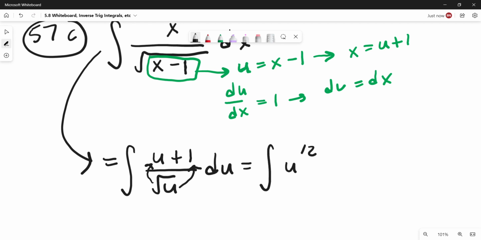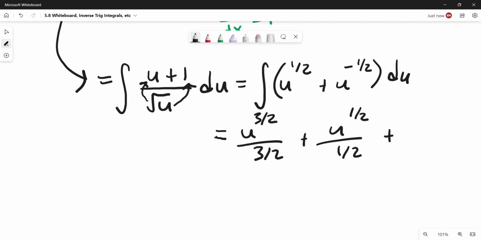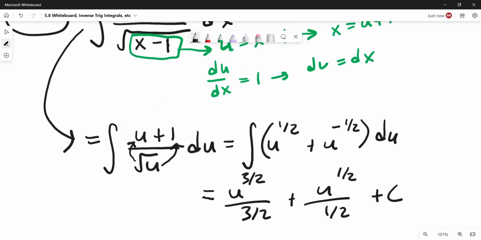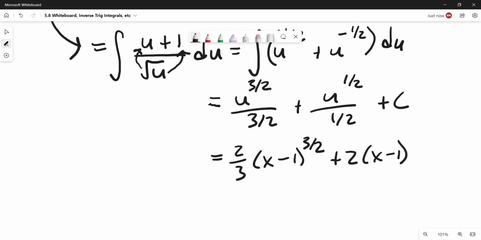So this would be u to the 1/2 plus u to the negative 1/2 du. The integral of u to the 1/2 is u to the 3/2 over 3/2, plus u to the 1/2 over 1/2, plus C. Back substitute, our u was x minus 1. So 2/3 (x minus 1) to the 3/2 plus 2 (x minus 1) to the 1/2.